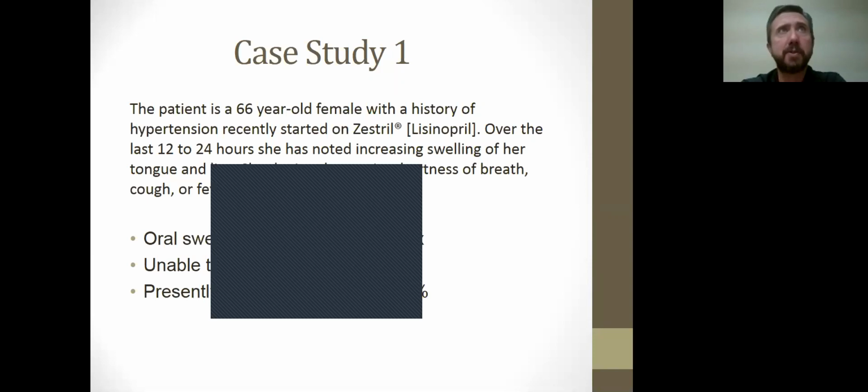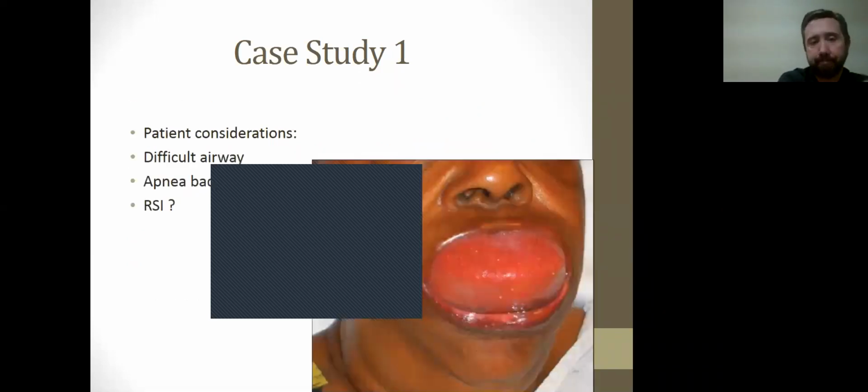The patient is a 66-year-old female with a history of hypertension, started on Zestril, which is lisinopril, 12 to 24 hours ago. She has noted increased swelling of her tongue and lips. She denies chest pain, shortness of breath, cough, or fever. Okay. We do note oral swelling, including the oropharynx. She's unable to assess the posterior airway. She's presently alert. There's no stridor currently heard at this time, and she's sating 100% on room air.